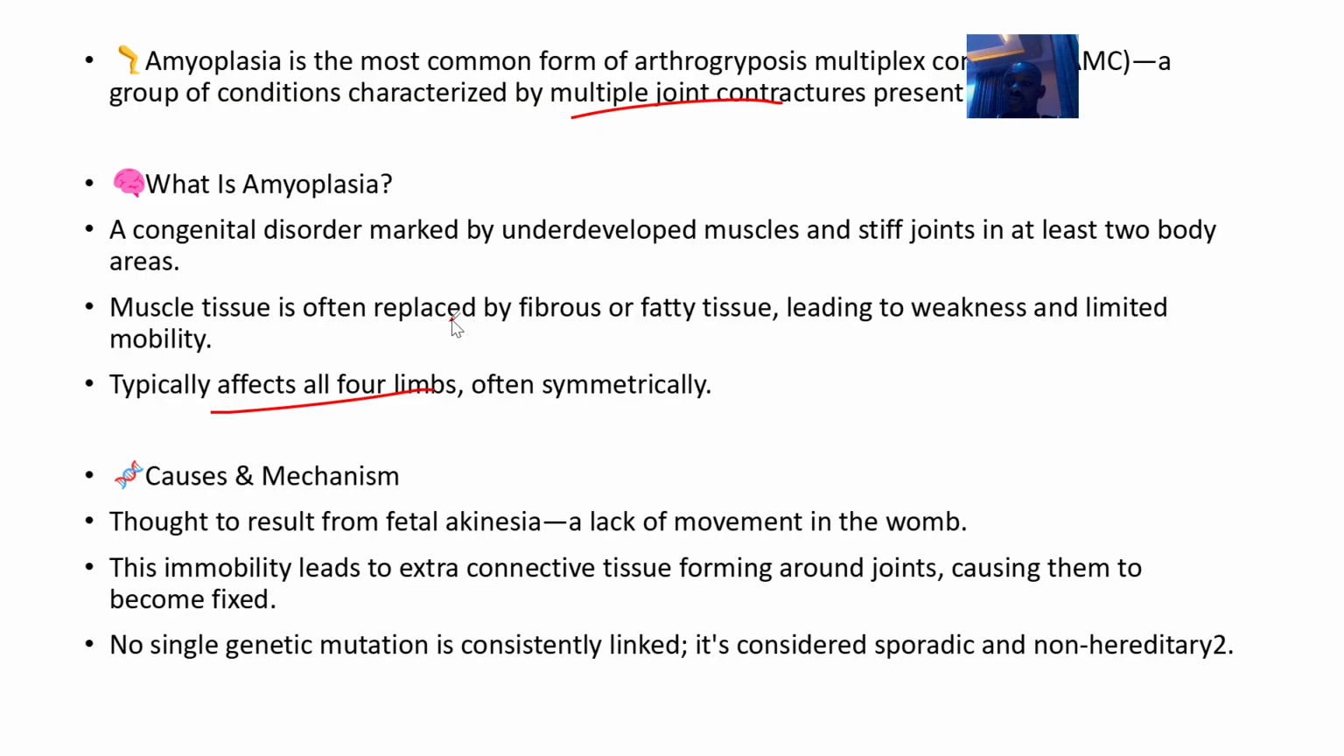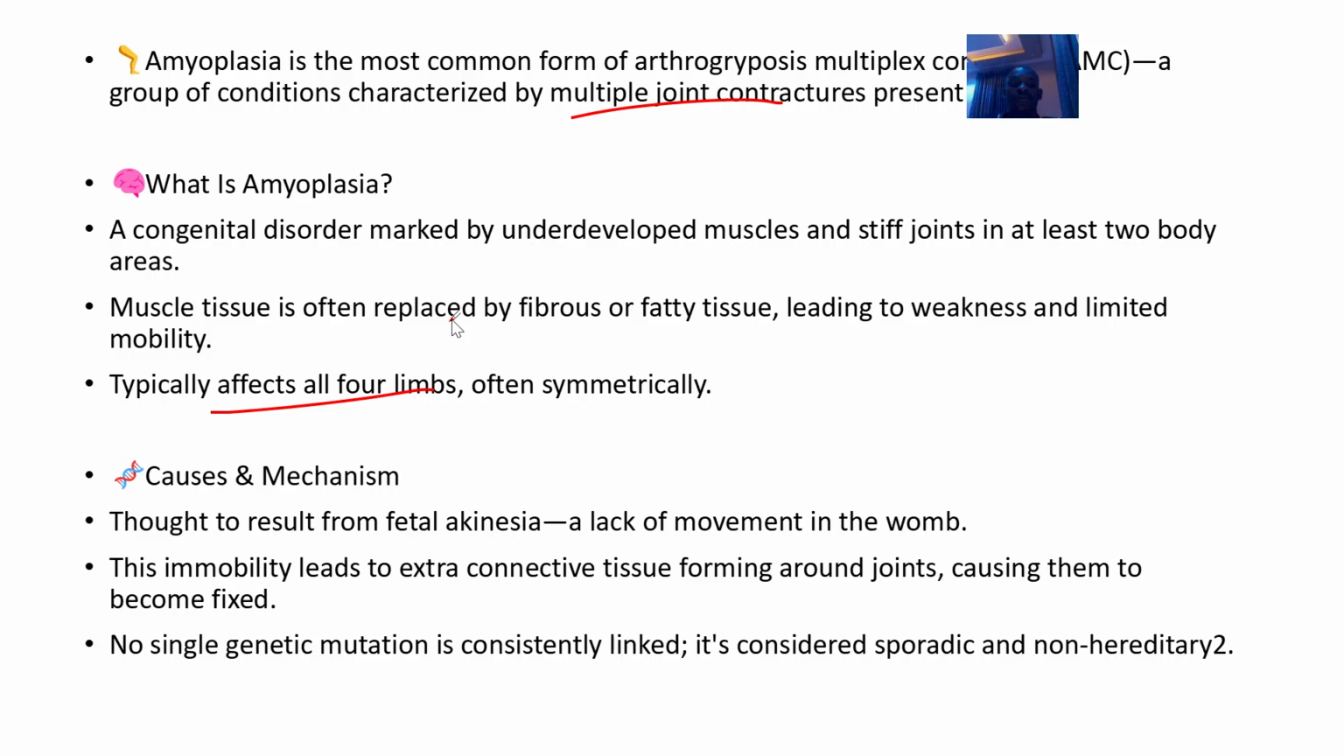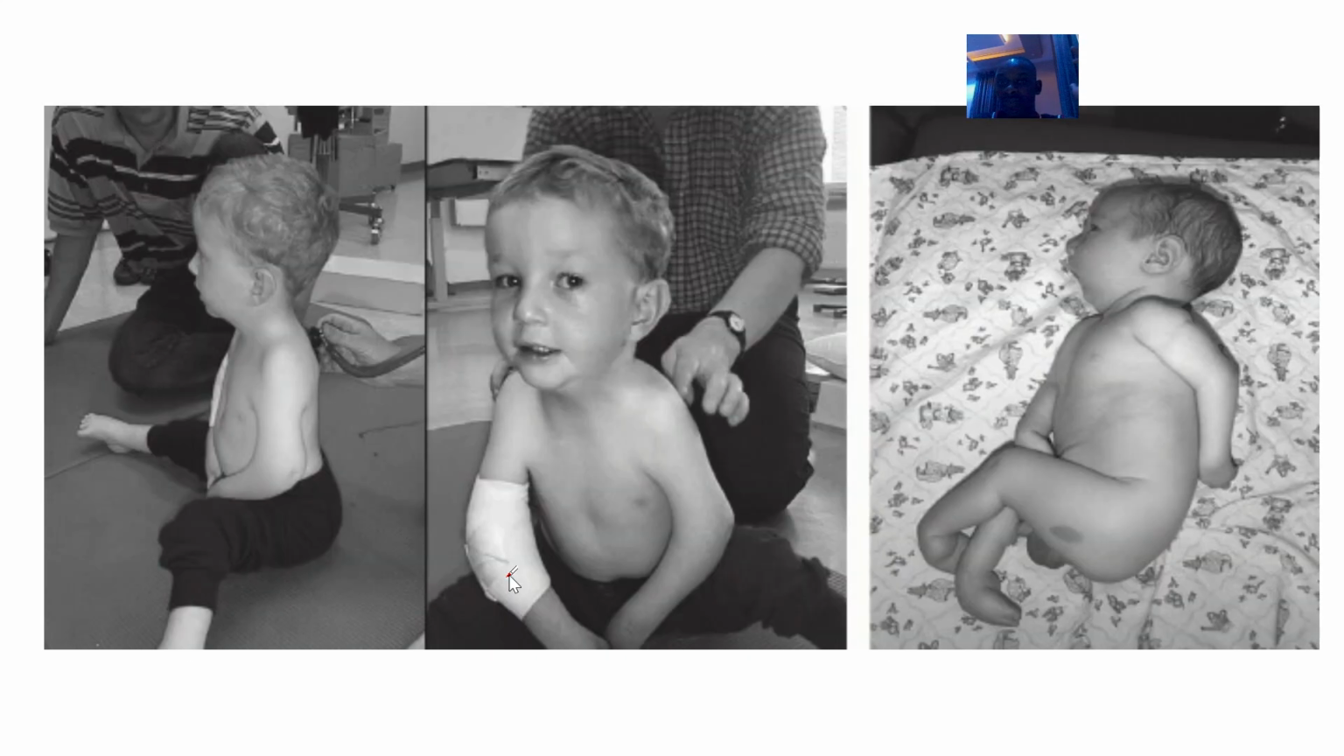So the baby was not moving well when they were in the womb. Okay, so they call that fetal akinesia. Kinesia is moving, so it is what? Absence of movement or reduced movement. So this immobility leads to what? Extra connective tissue forming around joints, causing them to become fixed. So no single genetic mutation is what? Linked to it. You understand?